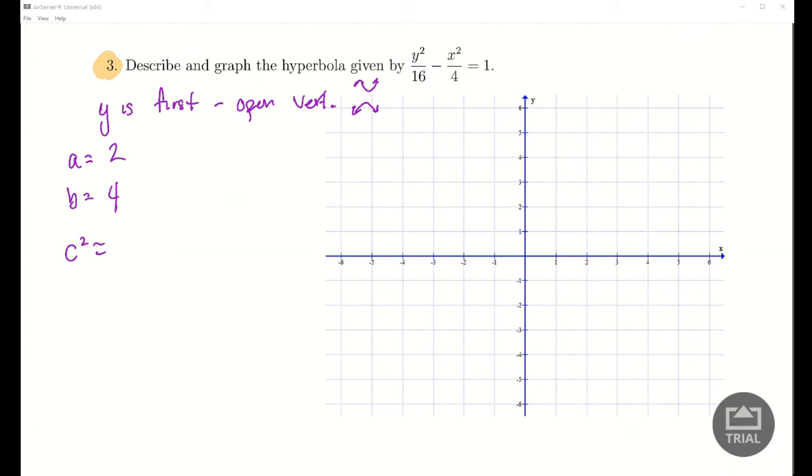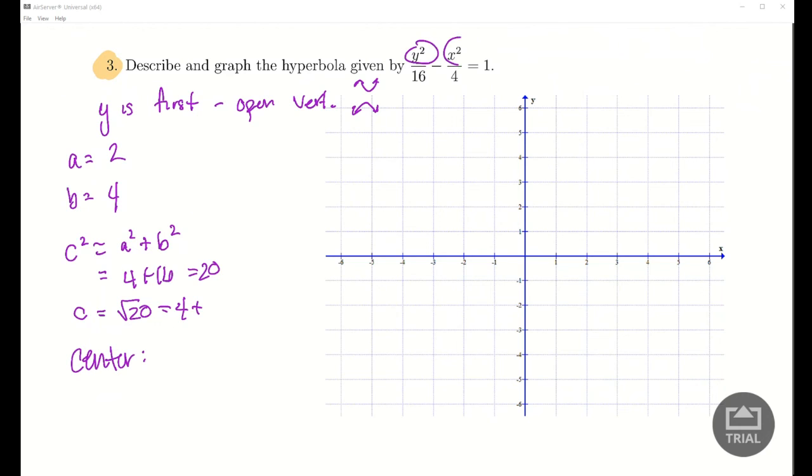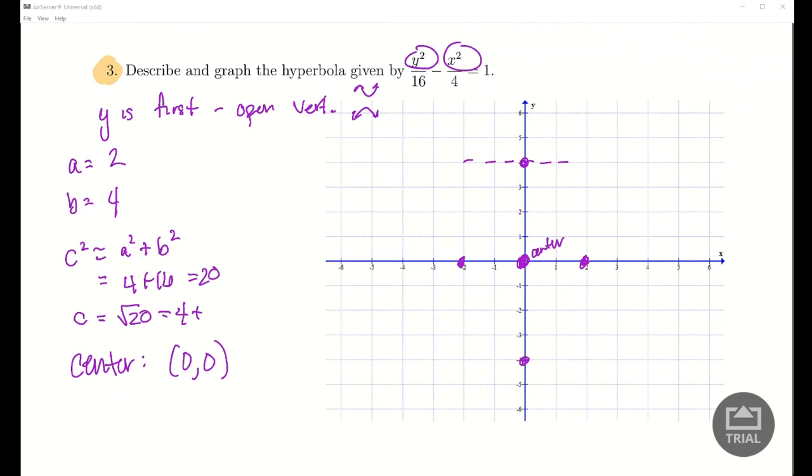Okay, C squared is going to be A squared plus B squared. So that's 4 plus 16, which is 20. So C is the square root of 20, which is equal to 4 and some. All right, our center of this thing is, because there's nothing with X, nothing with Y, the center is 0, 0. So put your center on there. Then count out 2 in the X direction, 4 in the Y direction, and instead of connecting those with an ellipse, connect them with a dashed box.